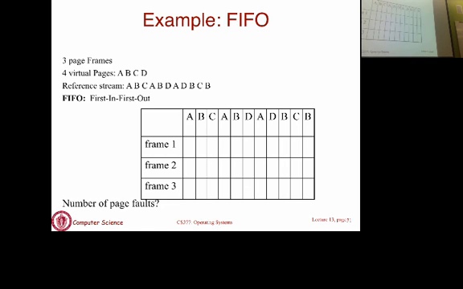Then you access B. That's a page fault. So you look at when was D brought in, when was A brought in, when was C brought in. A was brought in here, B was brought in here, and C was brought in here. So C is the oldest page.